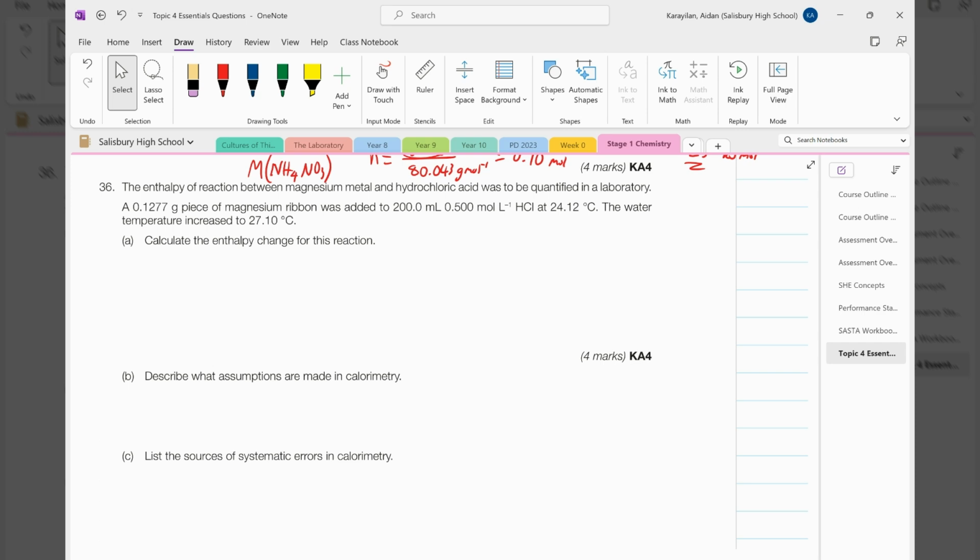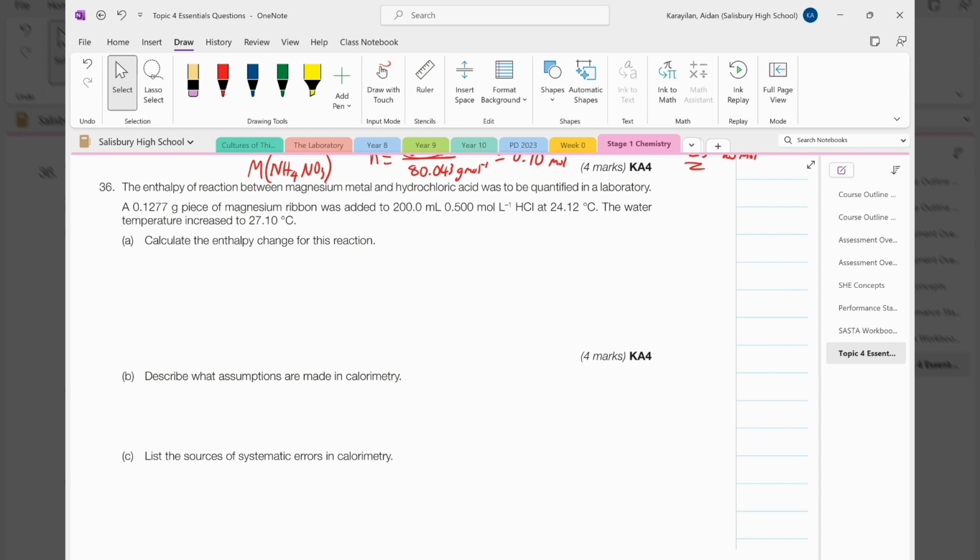So the enthalpy of a reaction between magnesium metal and hydrochloric acid was to be quantified in a laboratory. A 0.1277 gram piece of magnesium ribbon was added to 200.0 milliliters of 0.500 moles per liter HCl at 24.12 degrees Celsius. The water temperature increased to 27.10 degrees Celsius. So it says calculate the enthalpy change for this reaction.